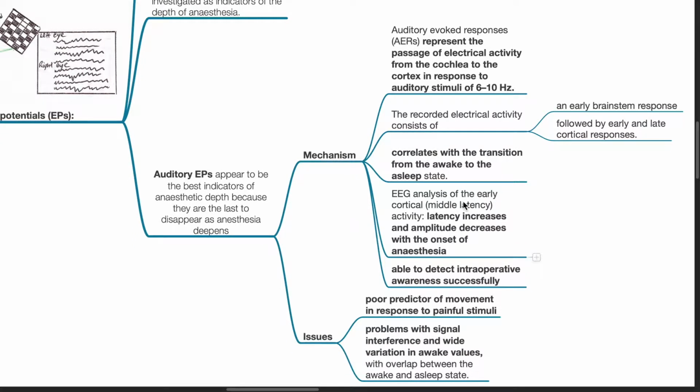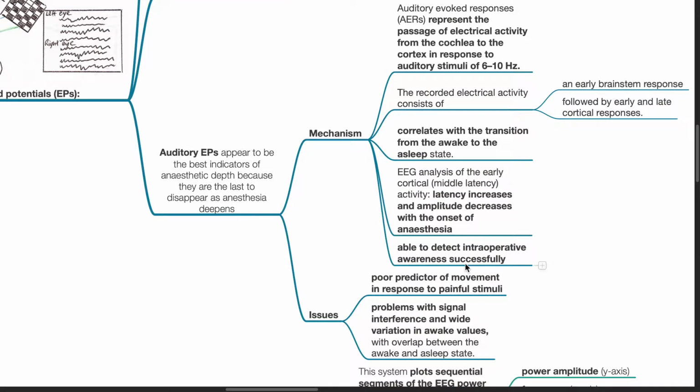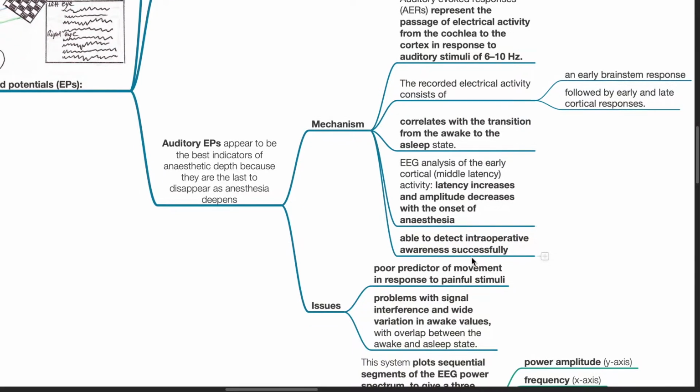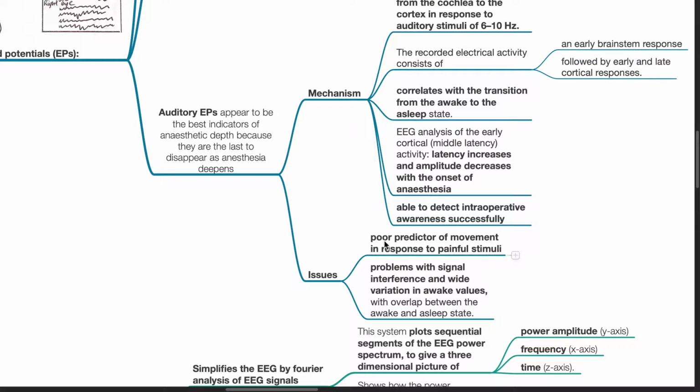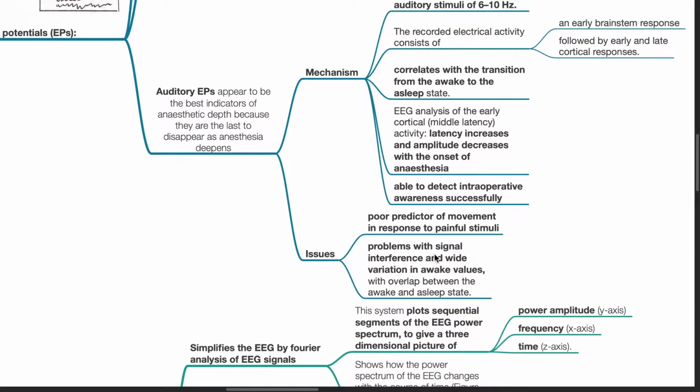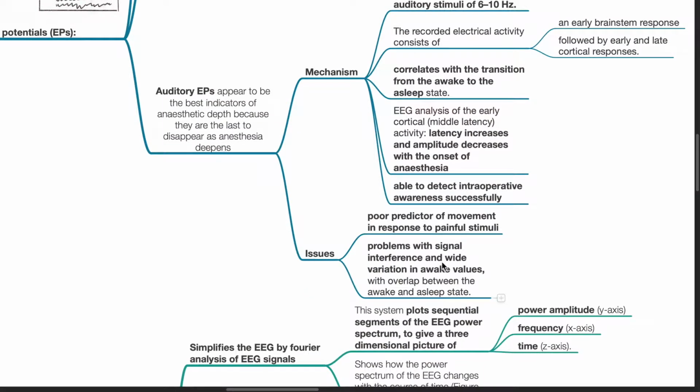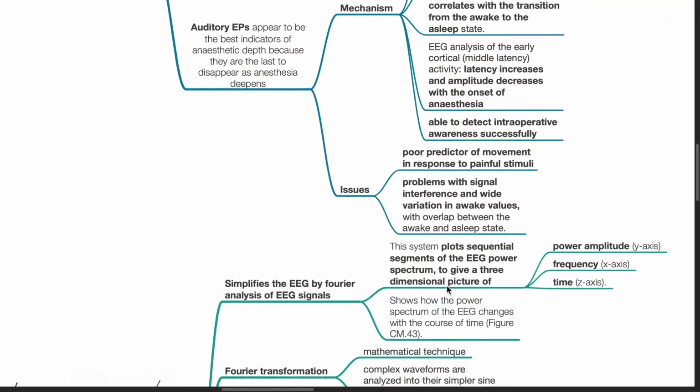On EEG analysis of the early cortical activity, latency increases and amplitude decreases with the onset of anesthesia. It is able to detect intraoperative awareness successfully. Issues include poor predictor of movement in response to painful stimuli, problems with signal interference, and wide variation in awake values with overlap between the awake and asleep state.